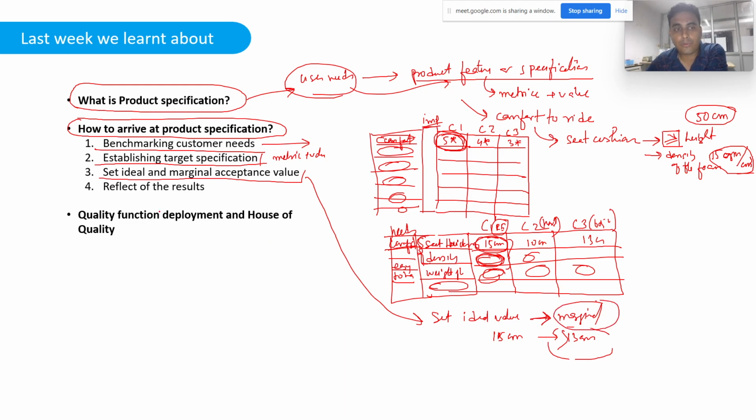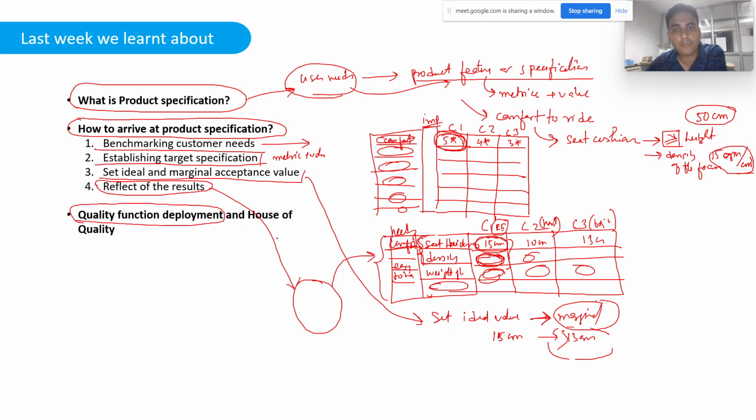So those at least, at max, all those things come under marginal values. Okay, what we do after that, we reflect on the results. During this phase, we analyze what are the various specs that we need to consider so that we fulfill or satisfy the customer requirements. There are a few methods for how we do this. The fourth step, one important tool is quality function deployment.